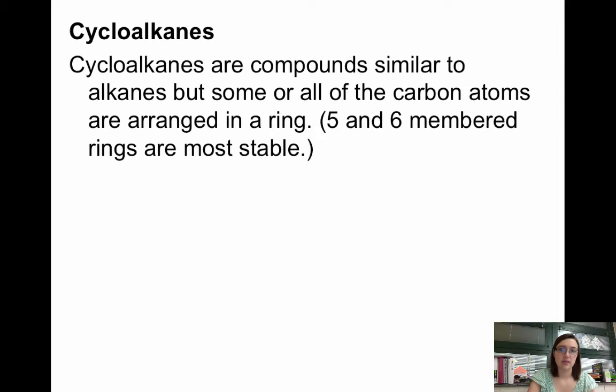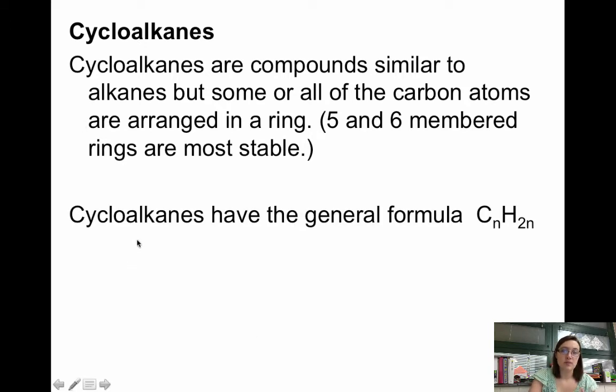In this video, we're going to look at how to name cycloalkanes and how they're similar and different from naming alkanes. So cycloalkanes are compounds that are very similar to alkanes. They're all single bonds, but some or all of the carbon atoms are arranged in a ring. Now the 5 and 6 membered rings are the most stable. The smaller the ring gets, the more unstable it is and the more reactive it's going to be.